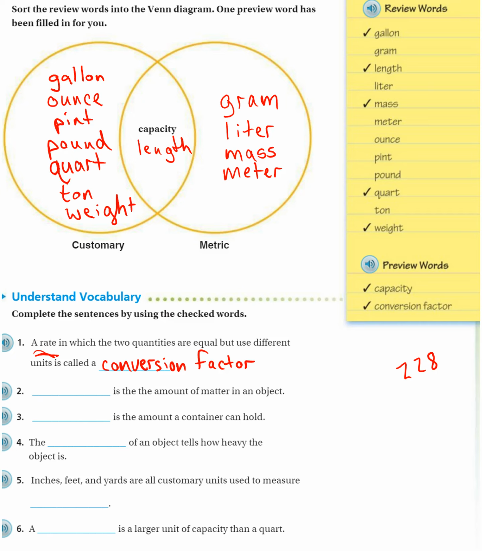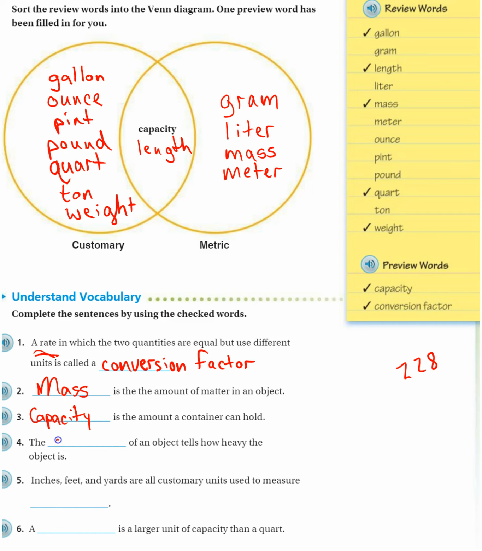Number 2, mass is the amount of matter in an object. It's density, its size, and weight kind of combined. Capacity, number 3, is the amount a container can hold, the maximum capacity. You probably see that in buildings where it says maximum capacity or maximum occupancy. It's the total amount that a particular container, or in my example, a room, can hold.